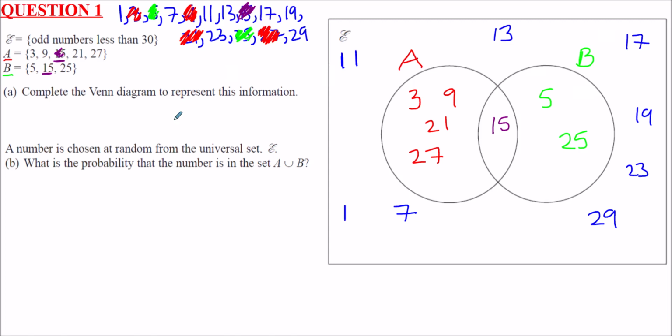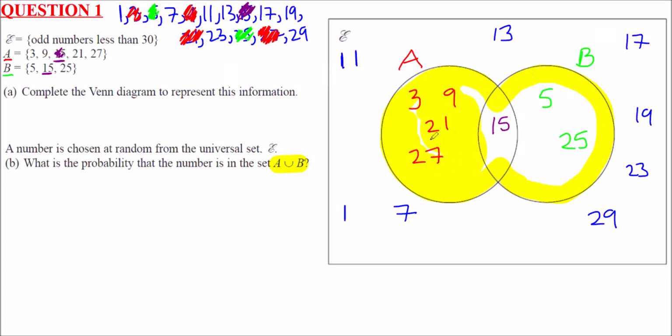Part B says a number is chosen at random from the universal set which is given by curly E. What's the probability that the number is in the set A union B? This little U stands for union, and the union of A and B just means the bit of the diagram which includes both circles A, B and the overlap. So if region A joined up with B, A union B is this one here. So it's all of these numbers within the two circles. These are all the elements of A union B.